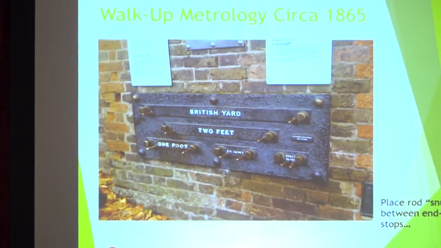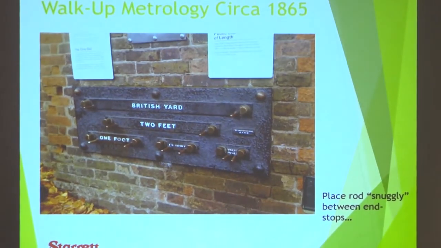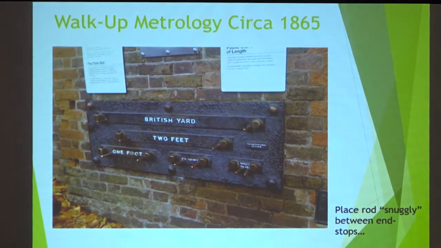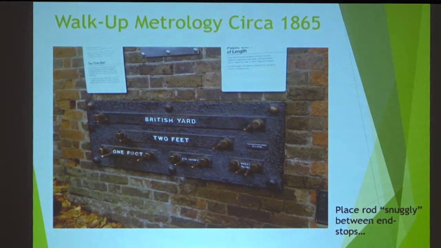So as we go back from the days of the pharaoh to circa 1865, this was a gauge that was used in one of the British Standards Institutes. And the instructions to the operator were to place the rod snugly between the end stops. And for years we've been trying to understand, what does snugly mean? It's open to interpretation, right? It's very, very rough. But at least it was something. We had a gauge. We had a way of identifying the length of something and what it was. And we kept getting more precise over the years.